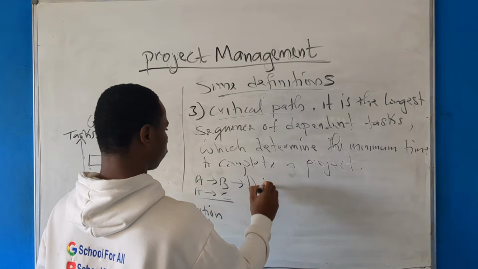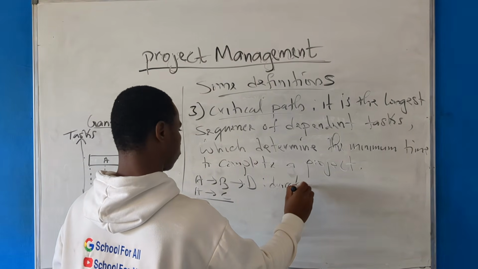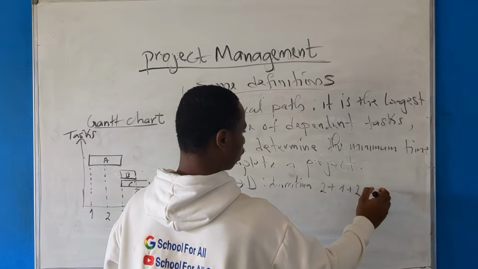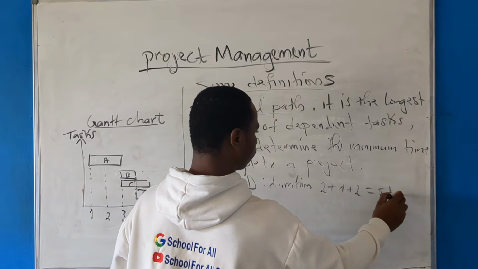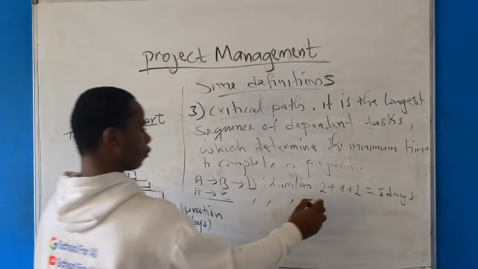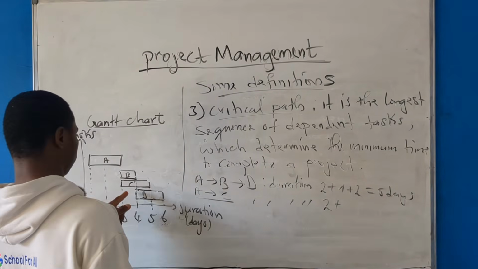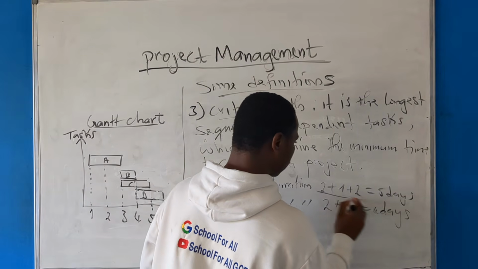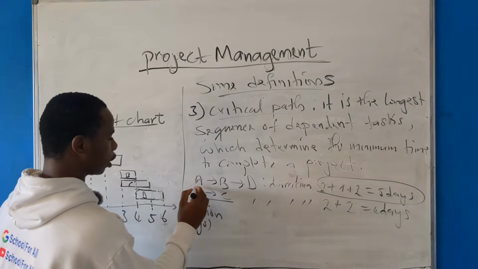So duration is 2 plus 1 plus 2. So here the answer is 5 days. Now, for this other one here, duration is A, 2 days, plus how many days for C? 2 also. So it makes what? It makes 4 days. So the critical path is this one. Take note of that. So this is the critical path here.